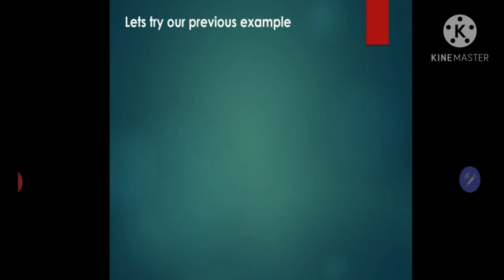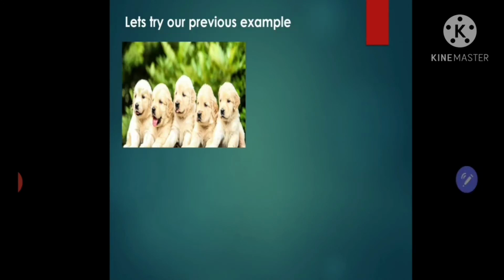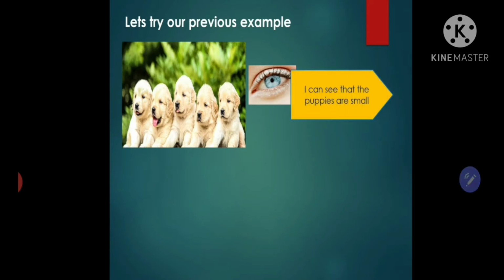Okay, let's try this example. Since I'm a dog lover, here again, you will see the 5 cute little puppies. If I ask you to describe the puppies using your eyes, what observation can you give? We have the same observation. I can see that the puppies are small.